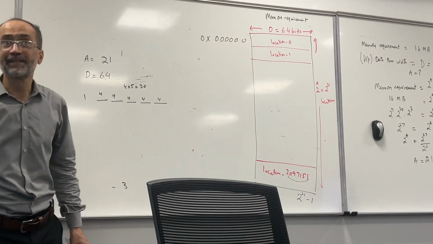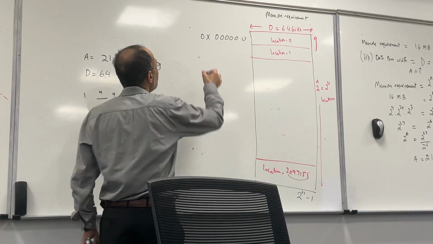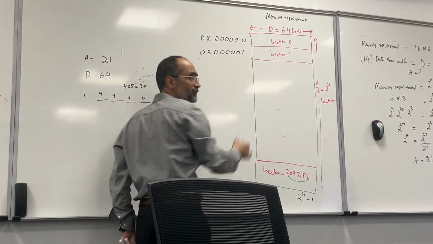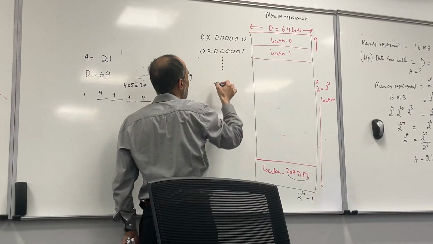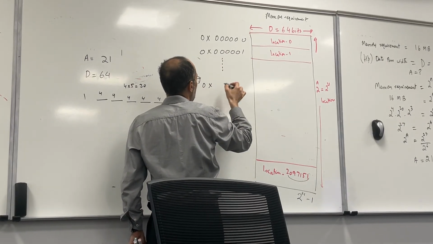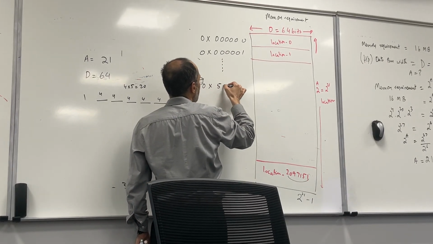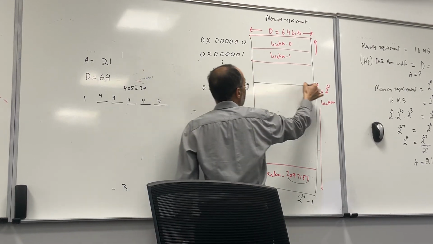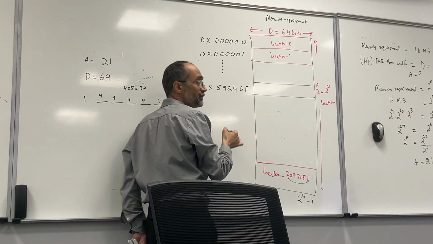What will be the next address? Help me. 000001 and so on. Let's assume this address is 592466F. Let's assume this is one address here. What is the next address? 0x what?